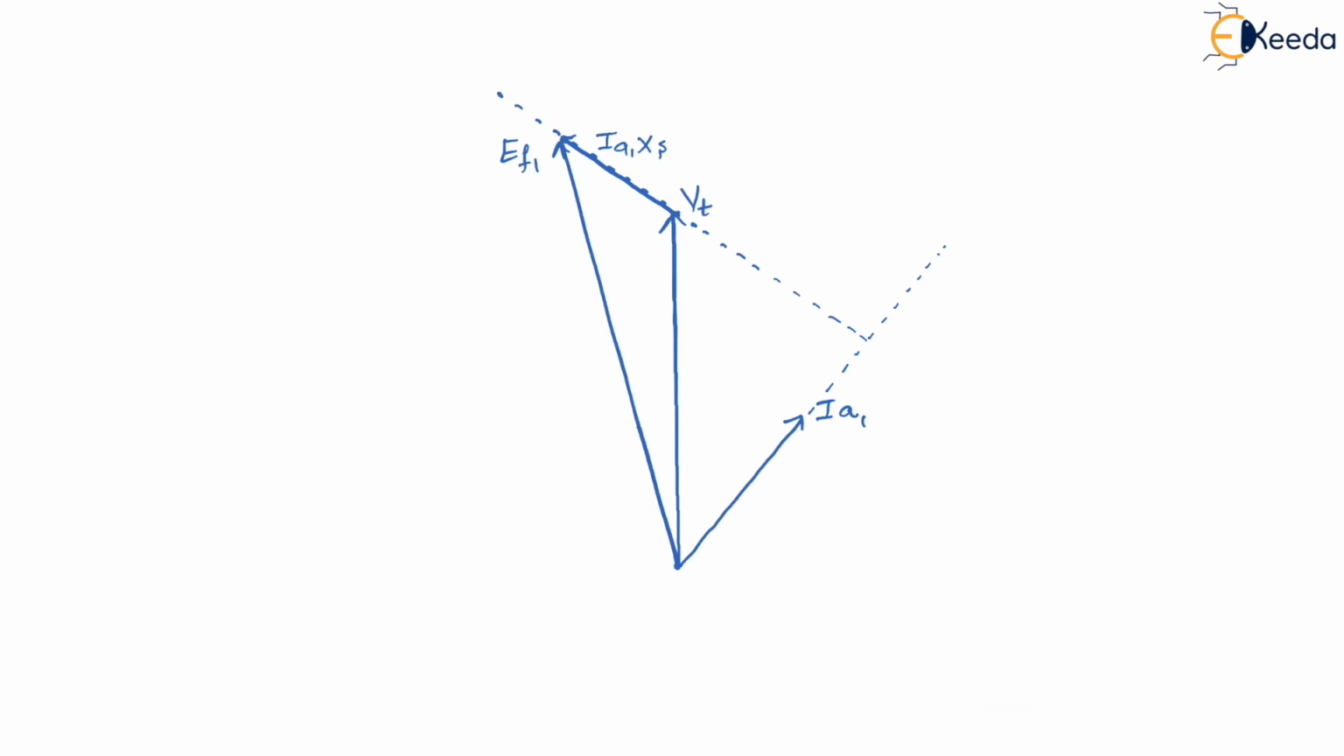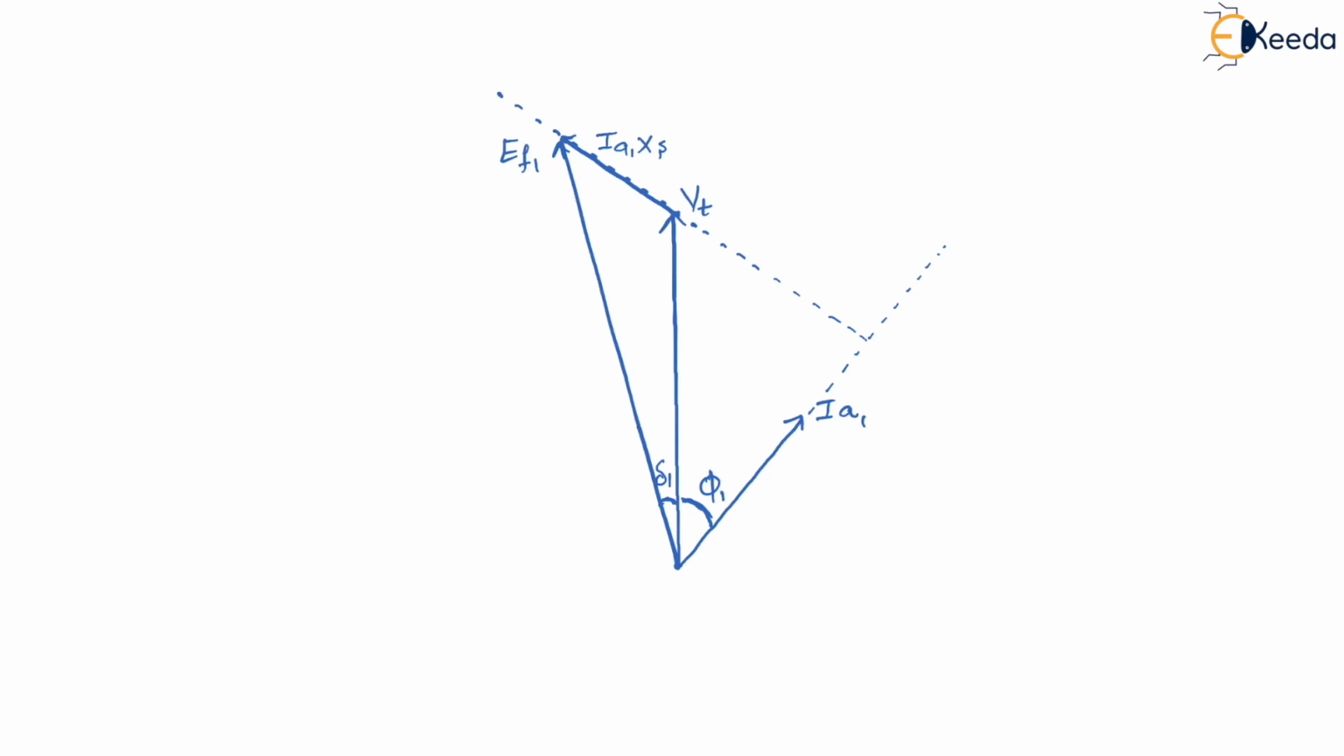Now let us see what is the angle between EF and VT. Definitely it is delta. So let me consider that angle to be delta 1. What is the angle between VT and IA1? Definitely this angle is nothing but phi 1. Perfect, phi 1.